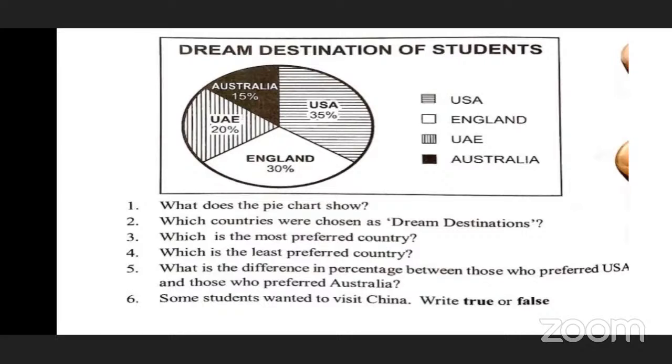And the third question, which is the most preferred country? In the sense, you should go for the highest percentage, the country which has the highest percentage. That could be the answer for this question. So which is the most preferred country? You can see there.